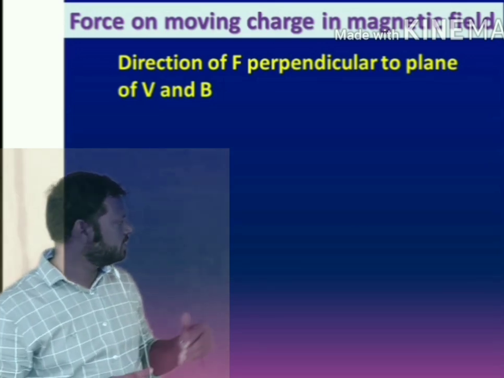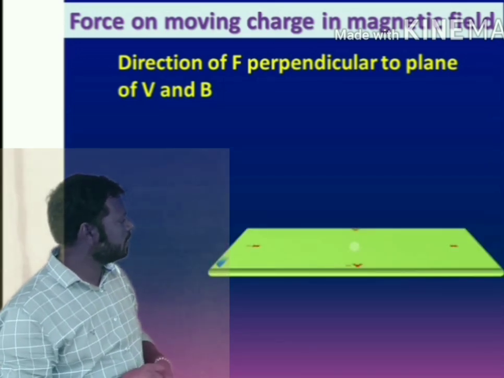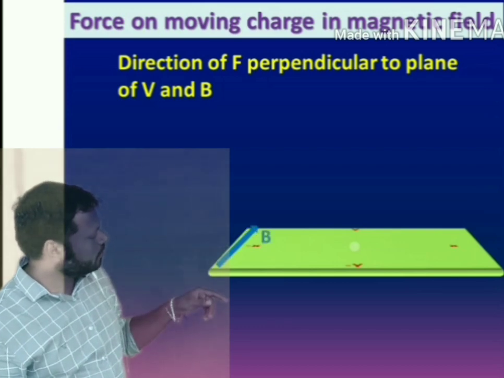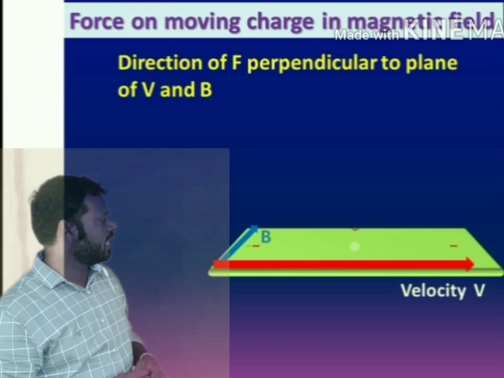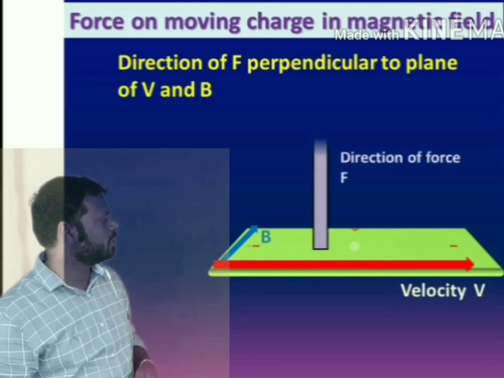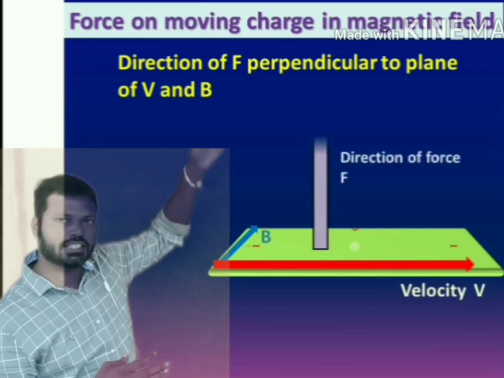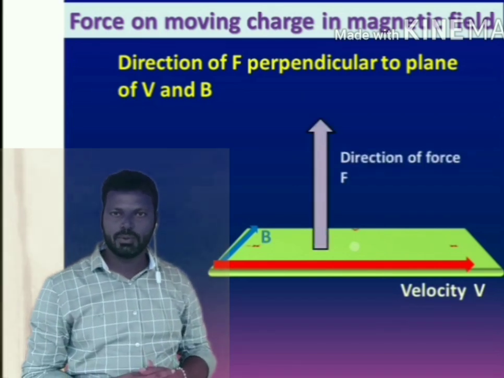See here, this is the plane. The direction of the magnetic field is like this. Now a charged particle is moving with velocity v in this direction. Then the force acting on this charged particle will be in this direction, which is perpendicular to both B and V plane.